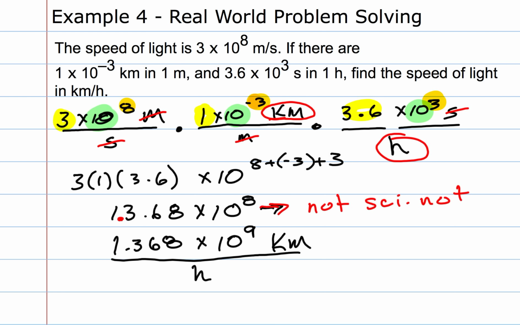This has been Mr. Pilarski on multiplying powers by the same base. Remember, when you're multiplying powers by the same base, you add the exponents. So if you have a to the n times a to the m, you're going to simplify that by going a to the n plus m.